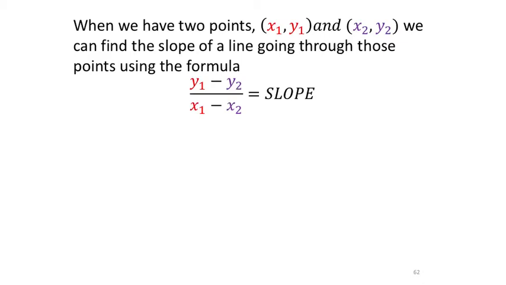Okay, sometimes they don't always give us a graph. They just give us the two ordered pairs. If they do give us the two ordered pairs, there's different ways to do this. I like the slope formula. There's a way I like better, but this is okay.